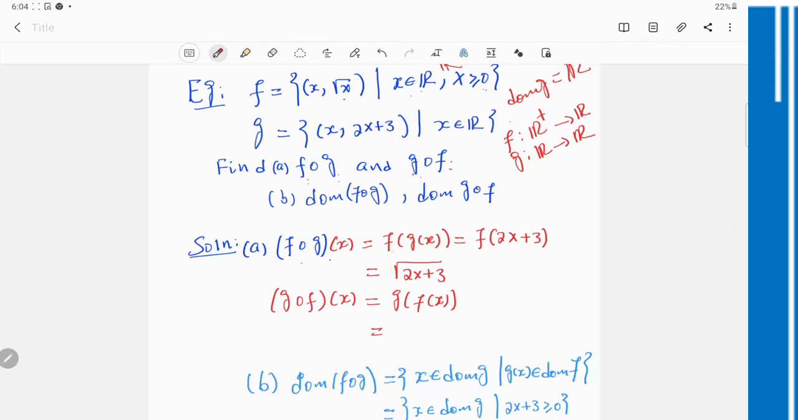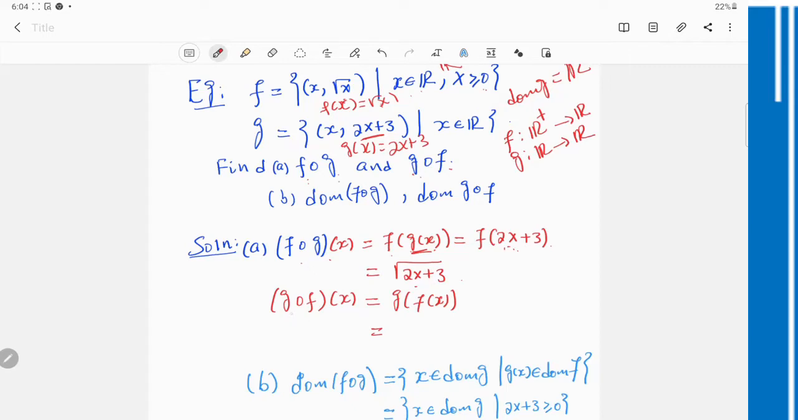By definition, it is F of G of x, and our G of x is given by this one. This is G of x, which is another way of writing 2x plus 3. So we are substituting G of x in place of x, which is 2x plus 3. Then F of x is given by square root of x. We are substituting x, which is our 2x plus 3. You get this one.